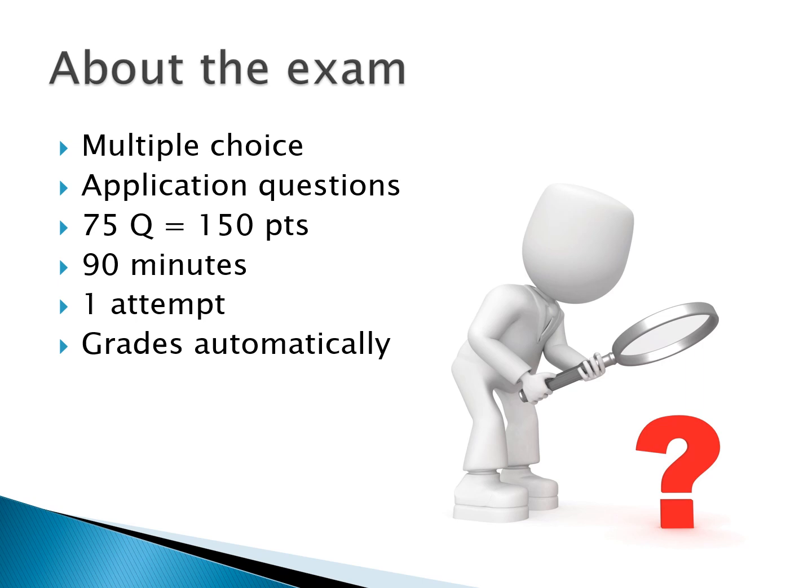There are 75 questions total. Each is worth 2 points, so it's a total of 150 points for the exam. You have 90 minutes to complete the exam from the time you begin, and you get one attempt. What this means is when you go into the quiz, the clock starts ticking and it will close in 90 minutes from that time. So you'll want to watch the clock and make sure you're completing it within the allotted time. The exam is set up to grade automatically, and your score should feed over to the grade book.